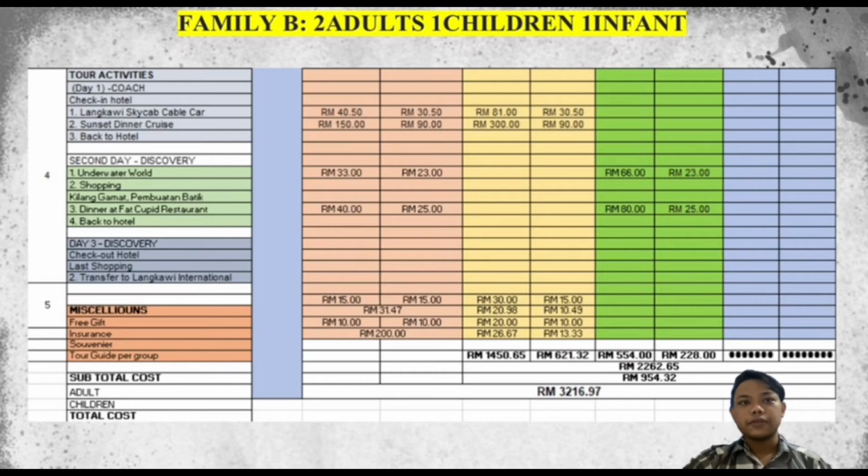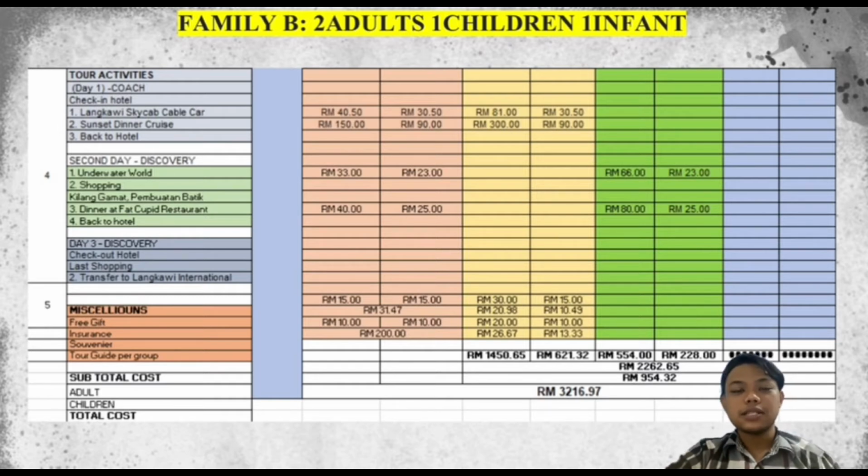The second day discovery is underwater world activities, which the rate is 33 ringgit for adult and 23 ringgit for children. The activities for day 2 will take 66 ringgit for adult and 23 ringgit for children. And then the third activity is dinner at Fat Chipet restaurant, which the rate is 40 ringgit for adult and 25 ringgit for children. It is day 2 activities, which is RM80 for adult and 25 ringgit for children.